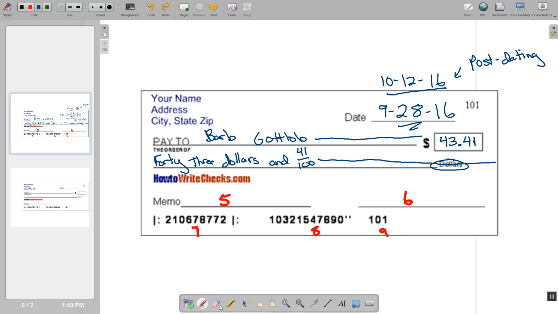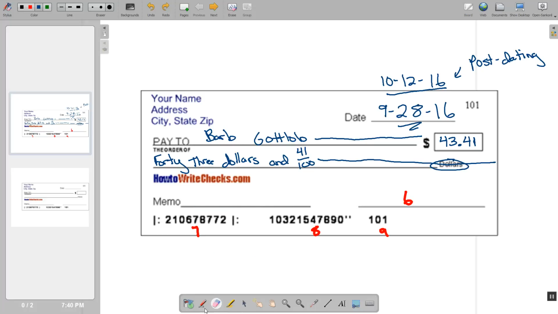Number 5 is the memo. The memo can be written for any legal purpose. There is nothing in here that you can write that would make the check void, right? I could say being a loser, and that doesn't change the amount of the check at all.